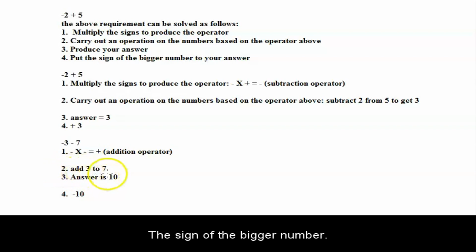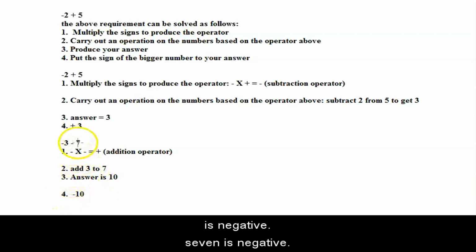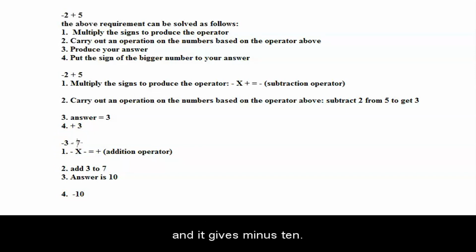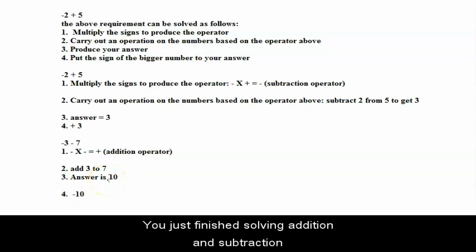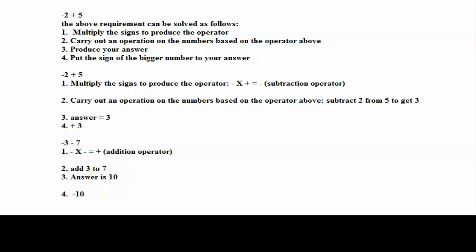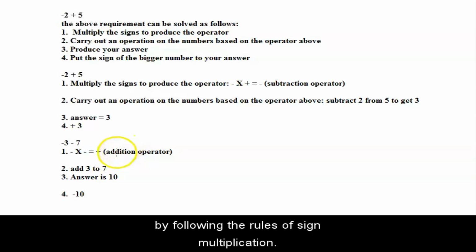The sign of the bigger number in the last step is negative. 7 is negative. So we pick that minus, put it to our answer, and it gives minus 10. So there you are. You have just finished solving addition and subtraction by following the rules of sign multiplication.